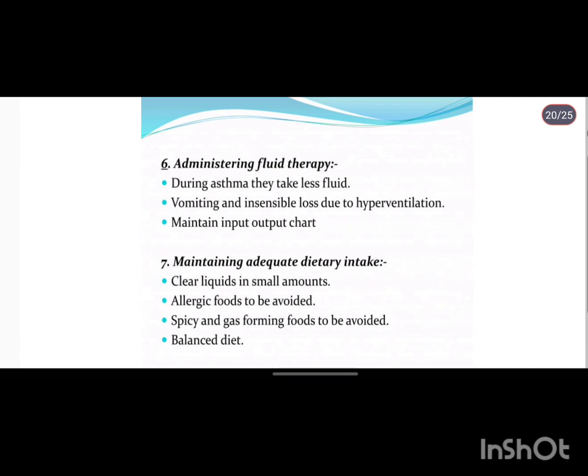Administering fluid therapy. Why is it necessary? Because during asthma they may take less fluid, resulting in a loss of fluid, and also there is a loss of fluid due to hyperventilation. We need to continuously monitor the intake and output chart, and also maintain adequate dietary intake with the help of clear liquids in small amounts. Allergic foods are to be avoided, spicy and gas forming foods are to be avoided, and a balanced diet should be taken.